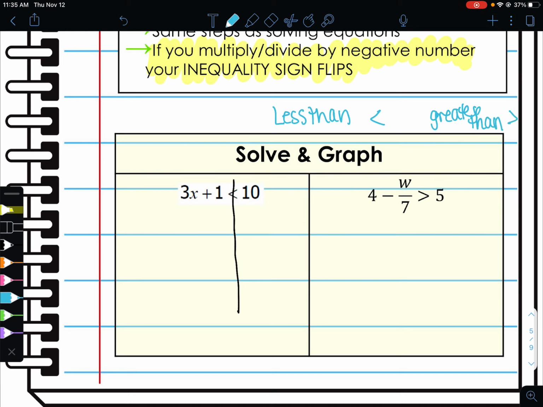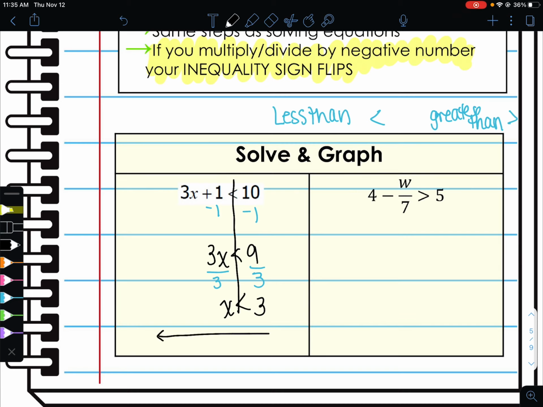So for the first one here, we're going to just subtract 1 on both sides. That's going to give us 3x is less than 9. And then we're going to divide both sides by 3. You want to make sure not to put the equal sign here because it's less than. So you're going to say x is less than 3.